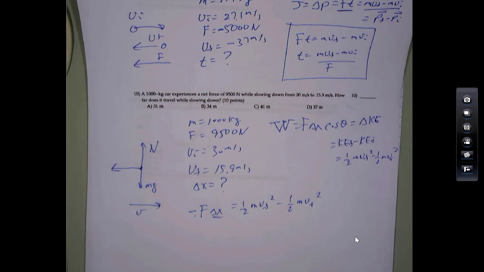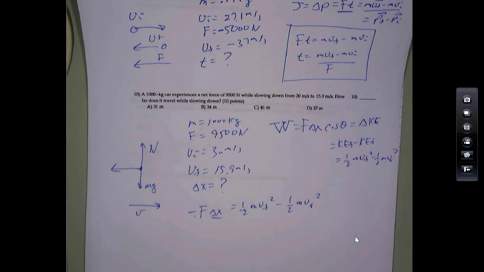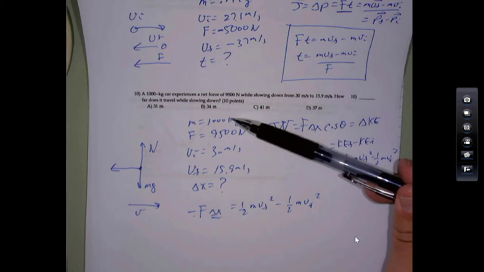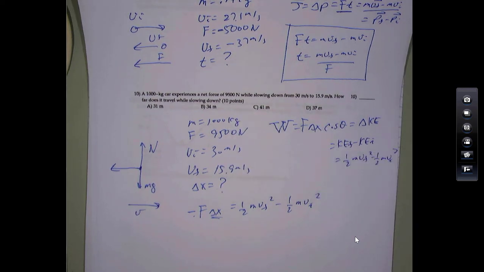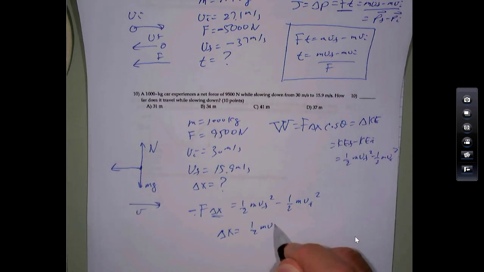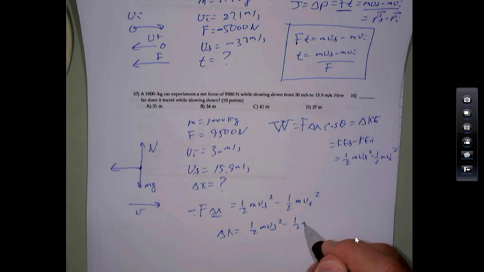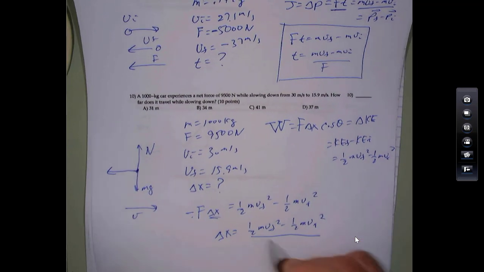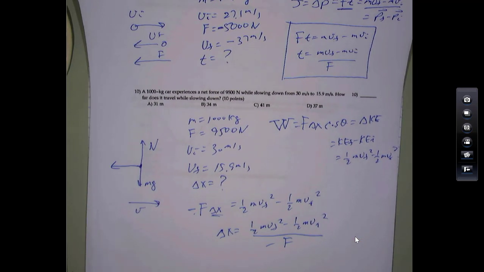So how did I know to use this equation? Well, the clue is, based on what I'm given, I could use the work-energy theorem. Same thing up here, based on what I'm given, I use the impulse relationship. Okay, so then delta x turns out to be 1/2 mv final squared minus 1/2 mv initial squared over minus F. Okay, so put the numbers in, we have everything for that one.